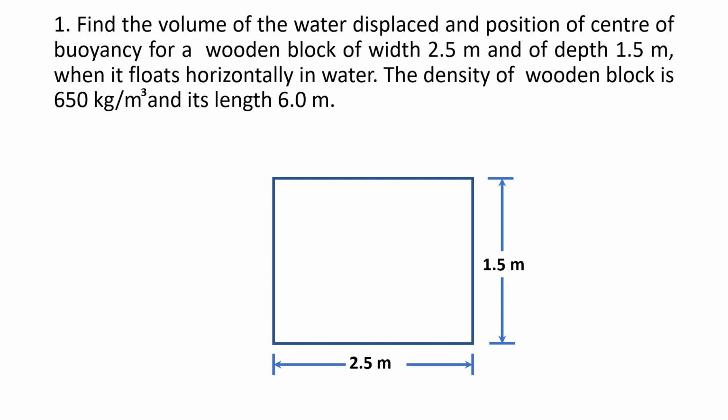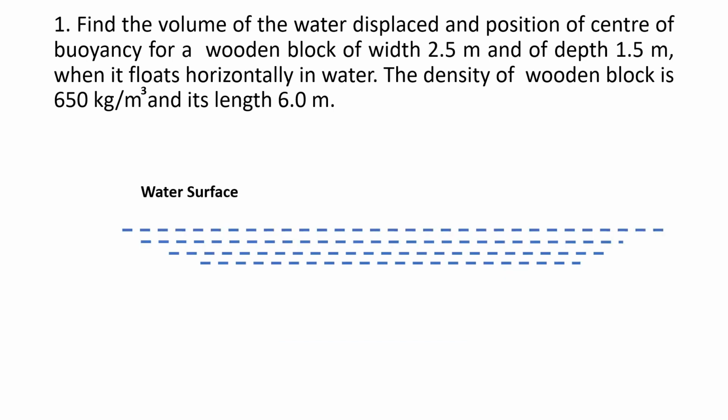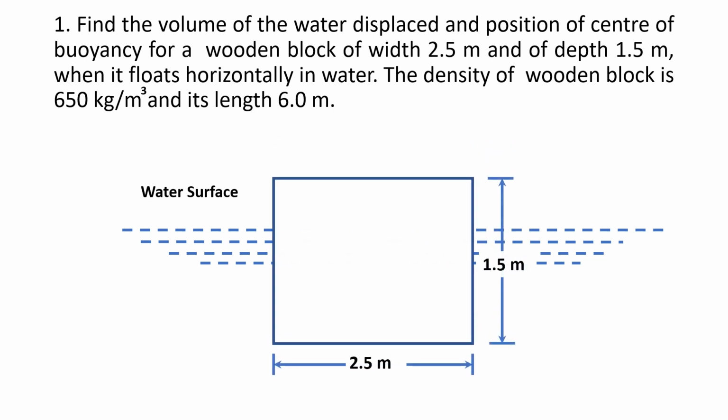This block floats horizontally in water. So this is our water surface and the block floats horizontally on this water surface. According to the question, we have to find the volume of water displaced and the position of center of buoyancy for this wooden block.